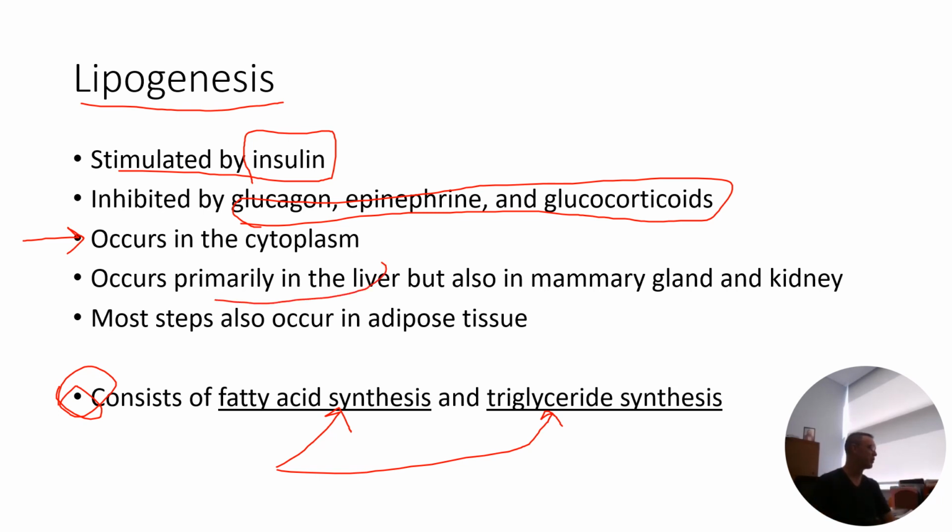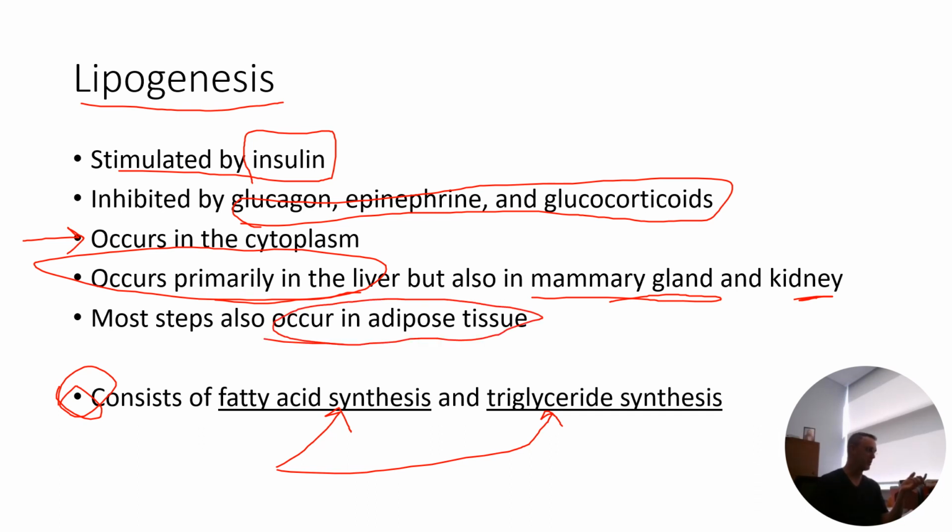And lipogenesis, its primary location is the liver, because it's doing both things, fatty acid synthesis and triglyceride synthesis. It doesn't mean it's the only place, but it is a primary place. Mammary gland needs to do this as well. Kidney can do this. Most of these steps also occur in adipose tissue, but the reason they don't is because we don't synthesize fatty acids to any great degree in adipose tissue. The fat that is delivered to adipose tissue is already made most of the time, and we actually pull it apart and put it back together. And so we're not doing this to a large degree in adipose tissue, but we do it to some degree. Some of these steps are taking place there.